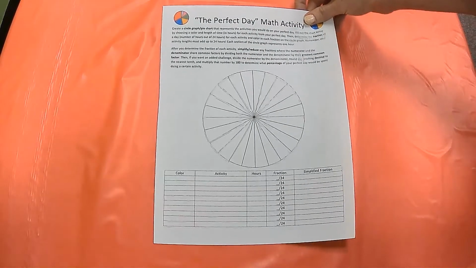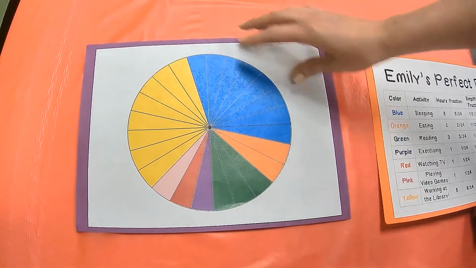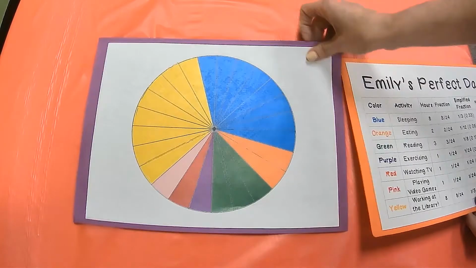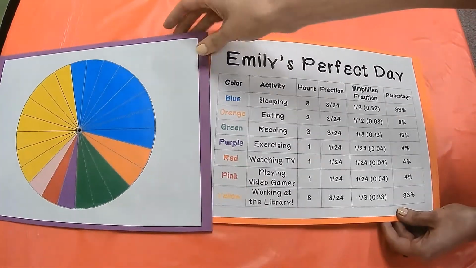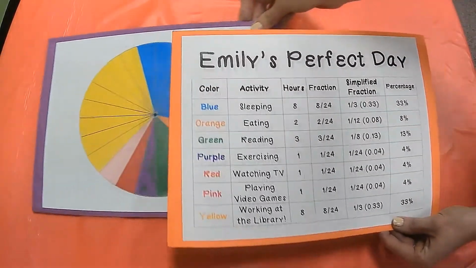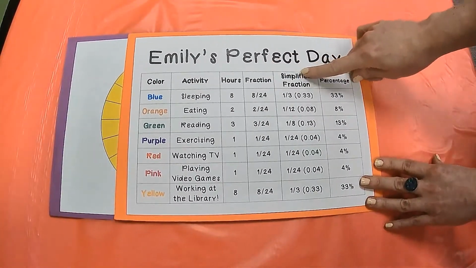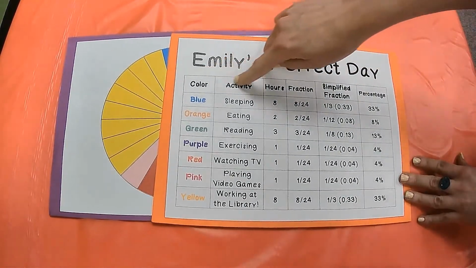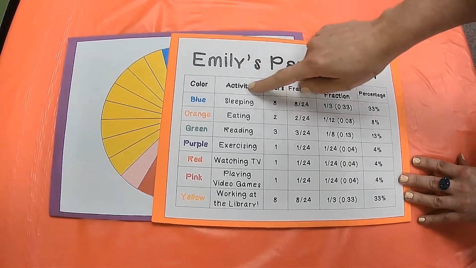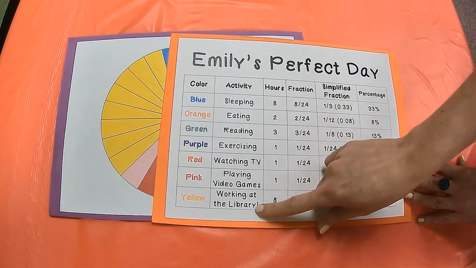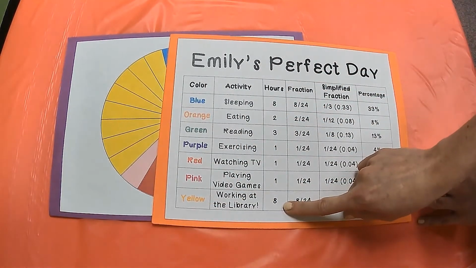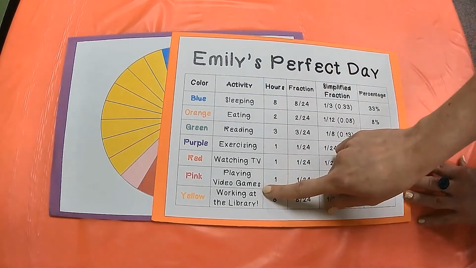Okay, so I'm going to show you my example. I made it kind of larger so that you can see it really well. Let's take a look at the corresponding chart. Now, don't worry yet about the fraction, simplified fraction, and definitely not the percentage. You may decide not to even do that part. So let's take a look at the first 3 columns. As you can see, I've chosen several activities and a corresponding color for them, and how many hours out of a 24-hour day I would like to do those particular activities.